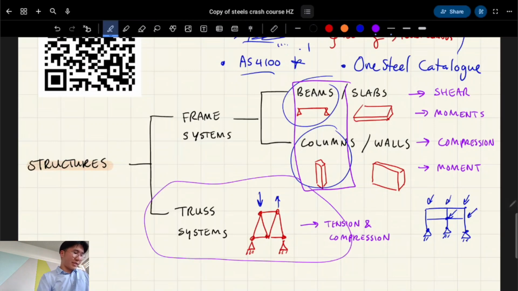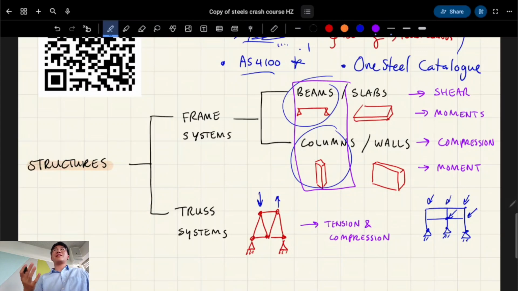Okay, and next we have truss systems. So in real life, truss systems are not always perfect trusses, but in uni, we're going to consider them as perfect trusses. So actually, does anyone want to give me what makes a truss off the top of the head? Triangular shape, that's a good start.